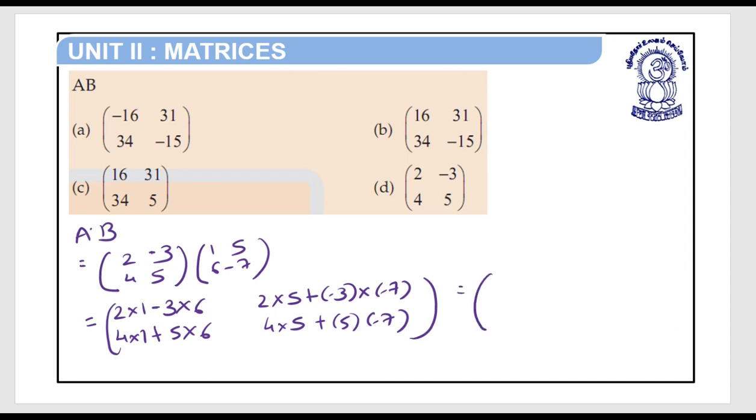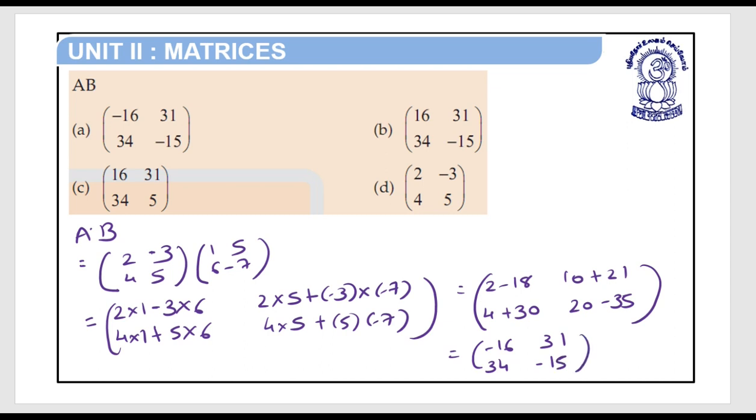So 2 ones are 2 minus 18. 2 5s are 10 plus 21. 4 ones are 4 plus 30. 4 5s are 20 minus 35. Minus 16, 31, 30 plus 4 is 34, 20 minus 35 is minus 15. So minus 16, 31, 34, minus 15. So answer A is the right answer.